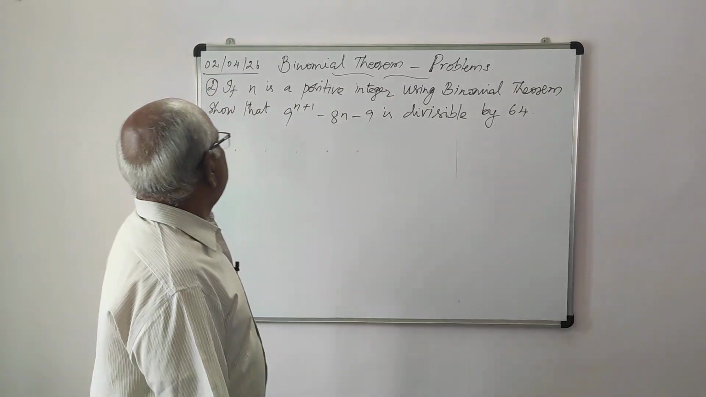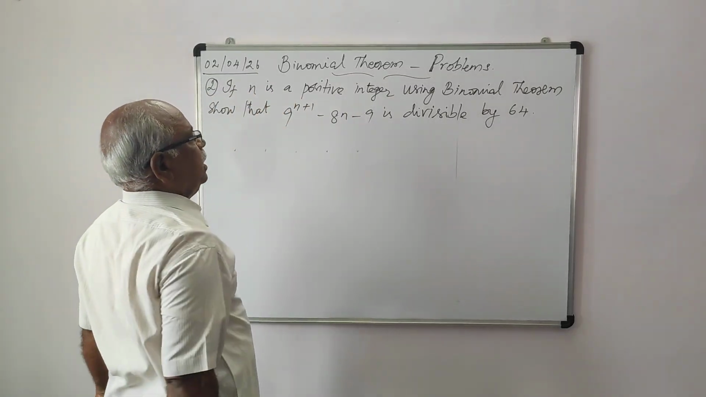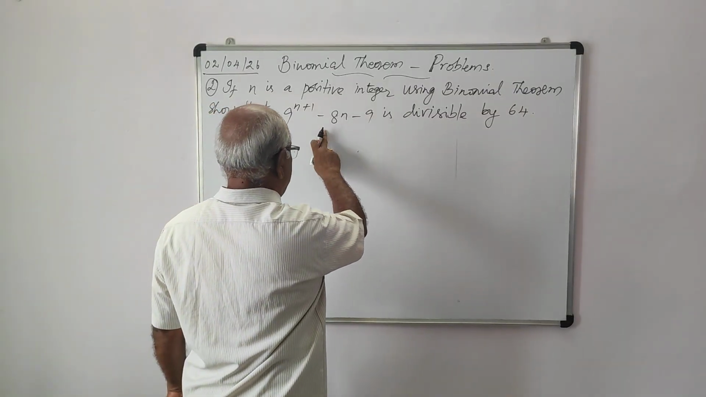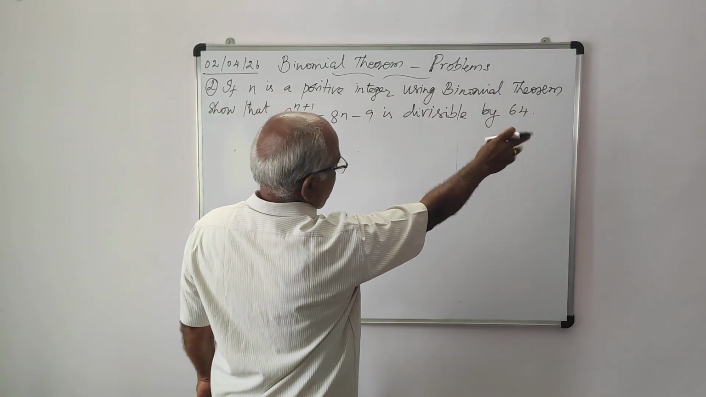The second problem. If n is a positive integer, using binomial theorem, show that 9 power n plus 1 minus 8n minus 9 is divisible by 64.